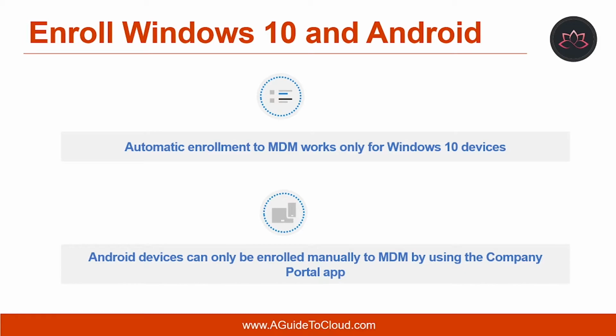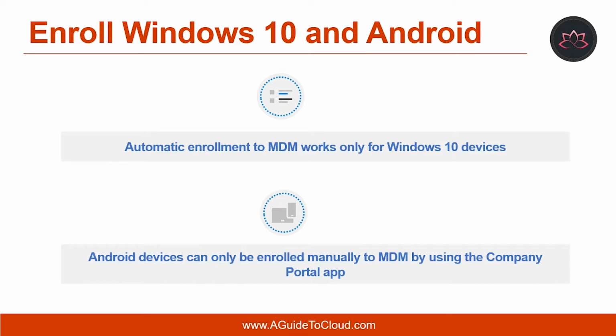Automatic enrollment to MDM works only for Windows 10 devices because only Windows 10 devices can be joined to an on-premises ADDS and Azure AD. Other devices such as Android and iOS devices can only be enrolled manually to MDM by using the company portal app. The company portal app is not included on Android and iOS devices by default. It is available as a free app in the Google Play Store and the Apple App Store.